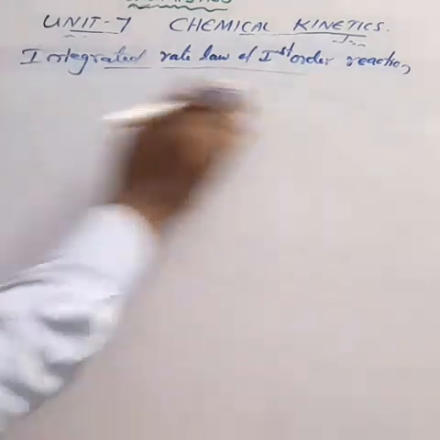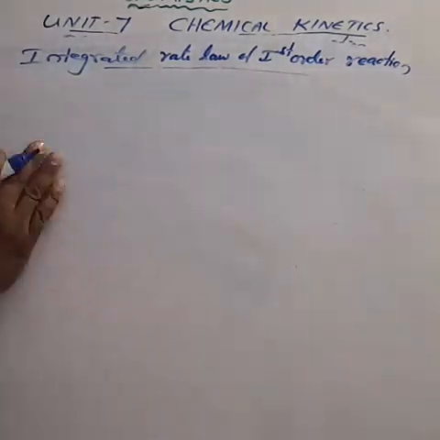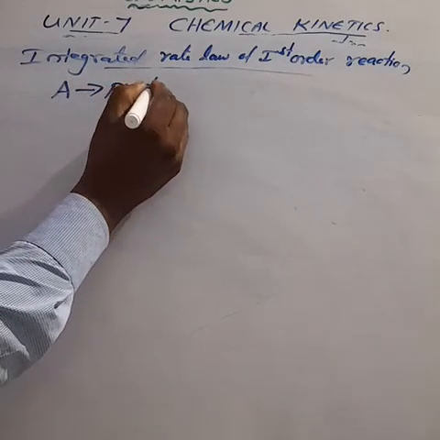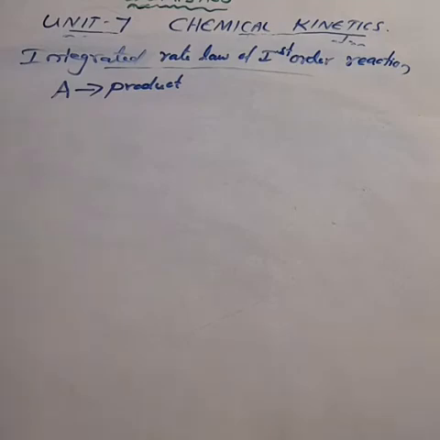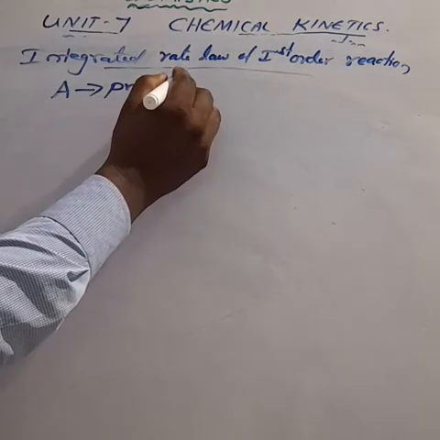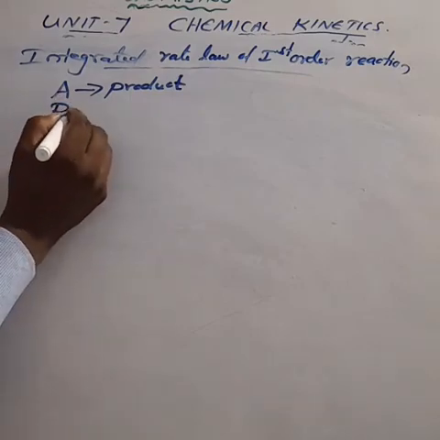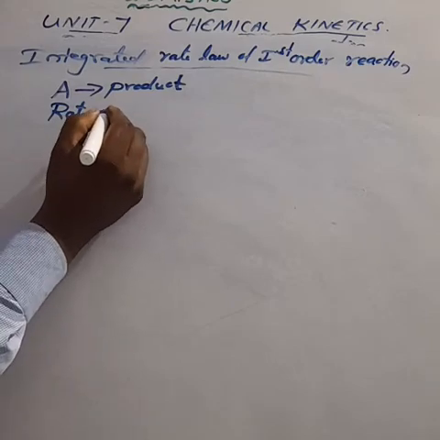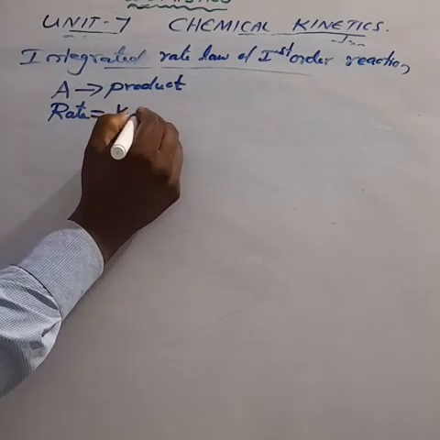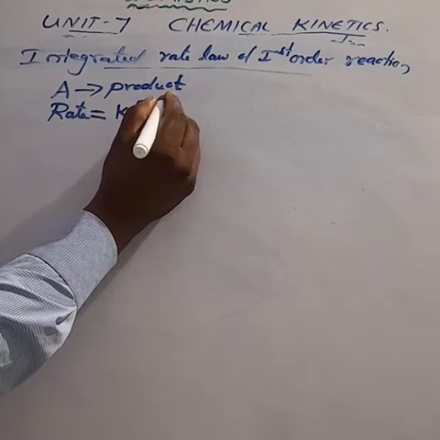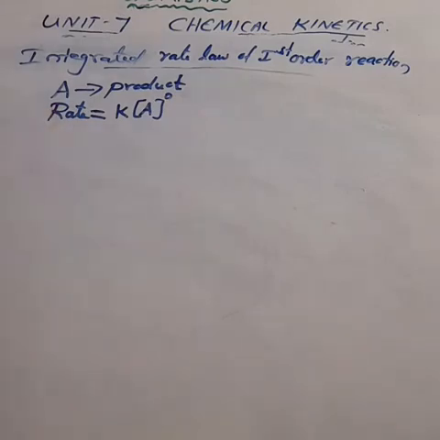We can consider one zero order reaction, that is A gives product. How will you write the rate law? The rate law can be written as rate is equal to constant K, concentration of A to the power naught, because it is a zero order reaction. Am I right?